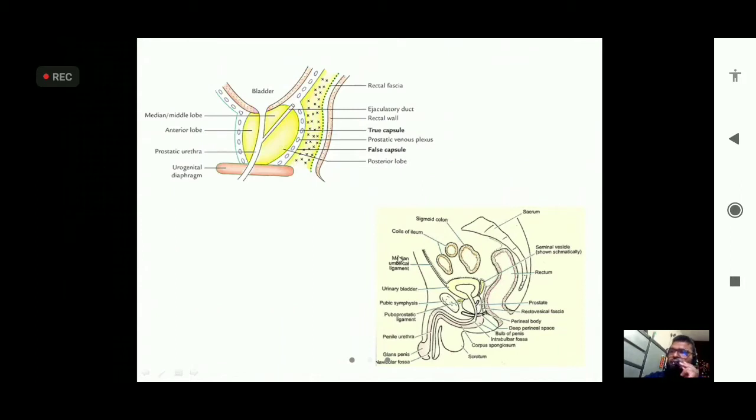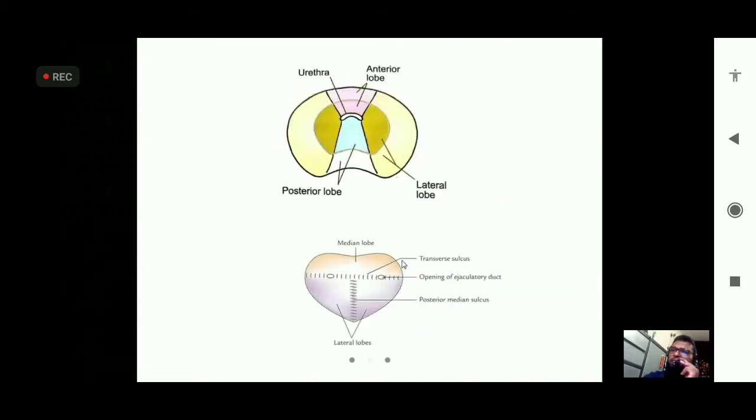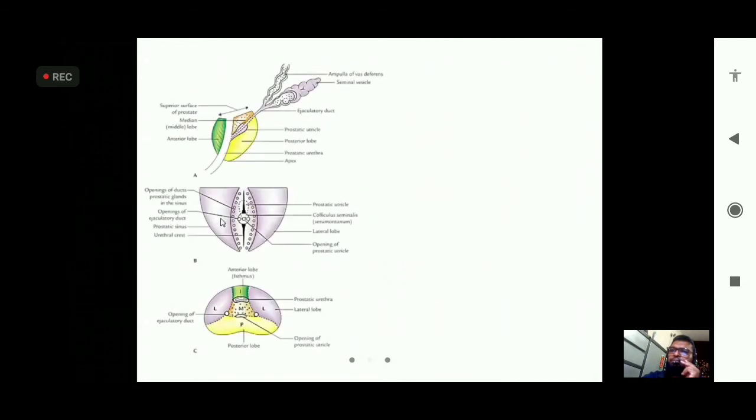Now, within the substance of the prostate there is an area called the colliculus seminalis or verumontanum, where three things open. One is the opening of the prostatic utricle, and two are the ejaculatory ducts. What are these things then?